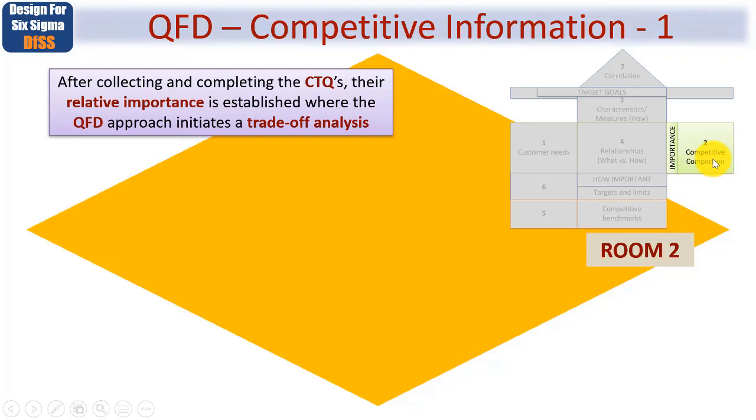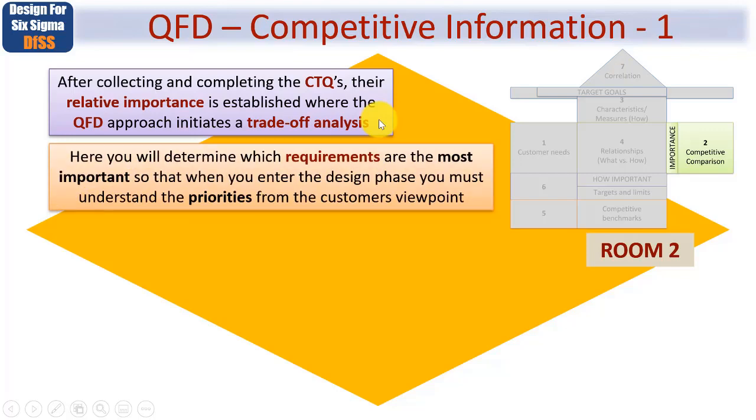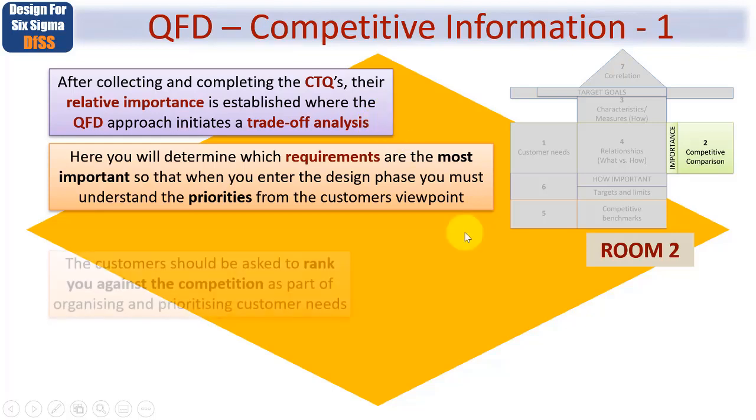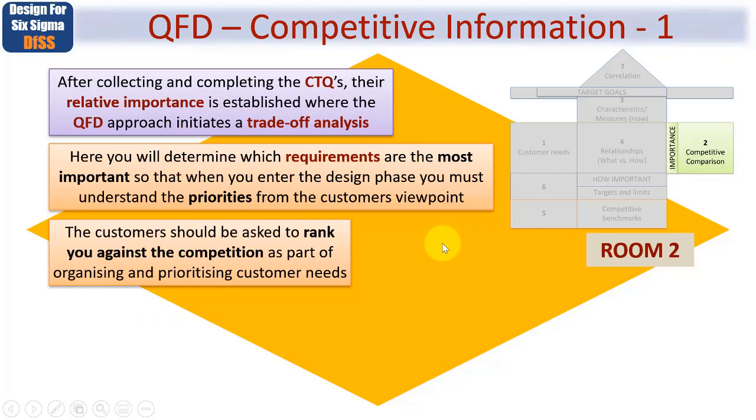Here we're looking at competitive comparison. So after collecting and completing these critical to quality metrics, which we looked at in the previous slide, their relative importance now needs to be established, where the quality function deployment approach initiates you carrying out a trade-off analysis. So it's here that you will determine which requirements are the most important, so that when you enter the design phase of DMADV, you must understand the priorities from the customer's viewpoint. And also, the customers should be asked to rank you, your organisation, against the competition as part of you organising and prioritising these customer needs.